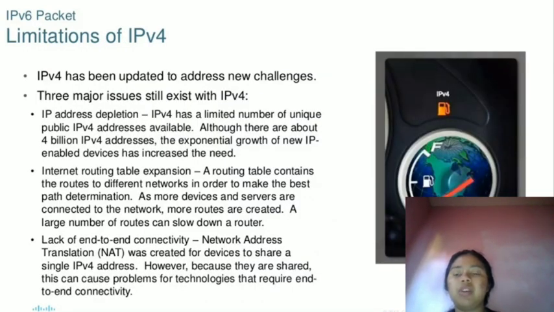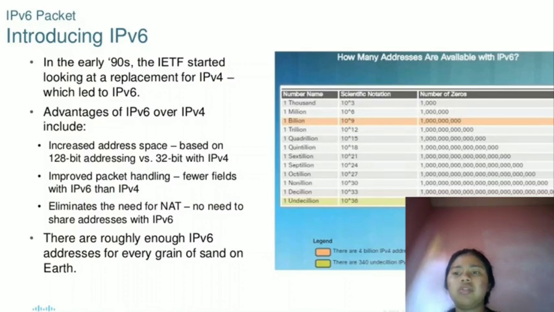Limitations of IPv4. IPv4 has been updated to address new challenges. Three major issues still exist with IPv4: IP address depletion, internet routing table expansion, and lack of end-to-end connectivity. Introducing IPv6. In the early 90s, the IETF started looking at a replacement for IPv4, which led to IPv6. Advantages of IPv6 over IPv4: increased address space based on 128-bit addressing versus 32-bit with IPv4.